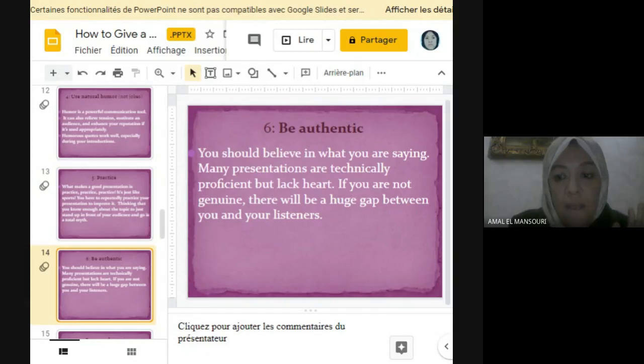Now, another thing is that you have to be authentic. You should believe in what you are saying. Many presentations are technically proficient, but lack heart. If you are not genuine, there will be a huge gap between you and your listeners. So authenticity is about making the listeners see what it is that you see and feel what you feel.